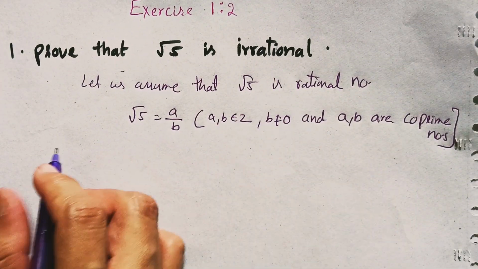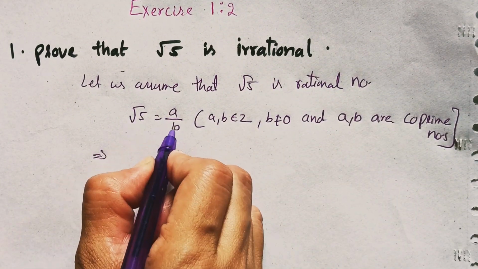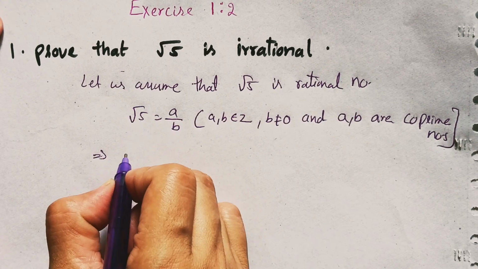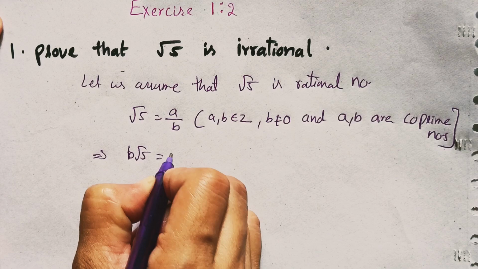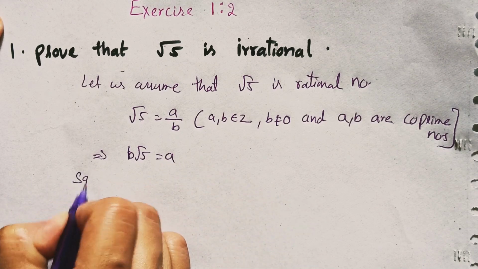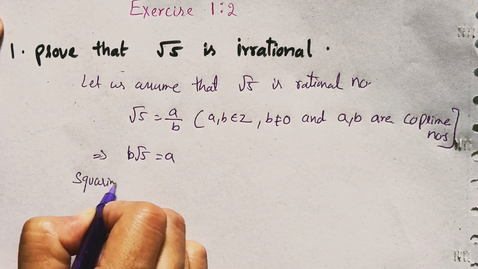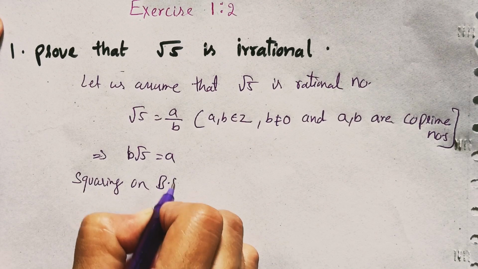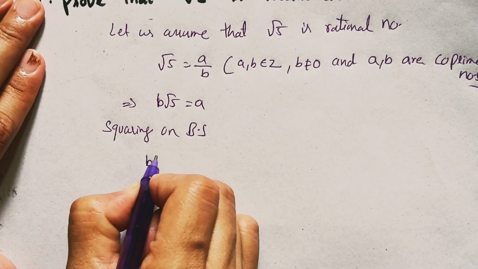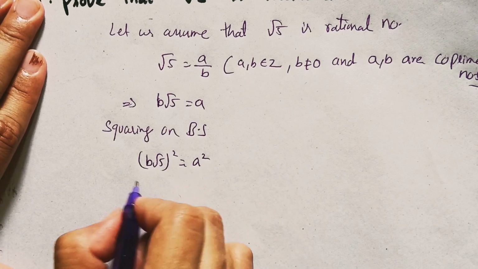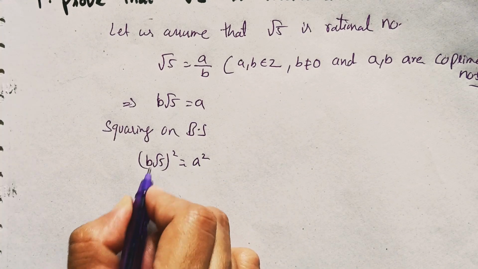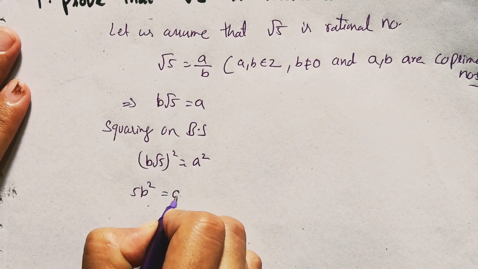Okay, so let's see this. Root 5 equal to a by b. If I take b to that side, then it will become b root 5 equal to a. Now I am squaring on both sides. Then it will become b root 5 whole square equal to a square. Then b square means 5b square equal to a square.